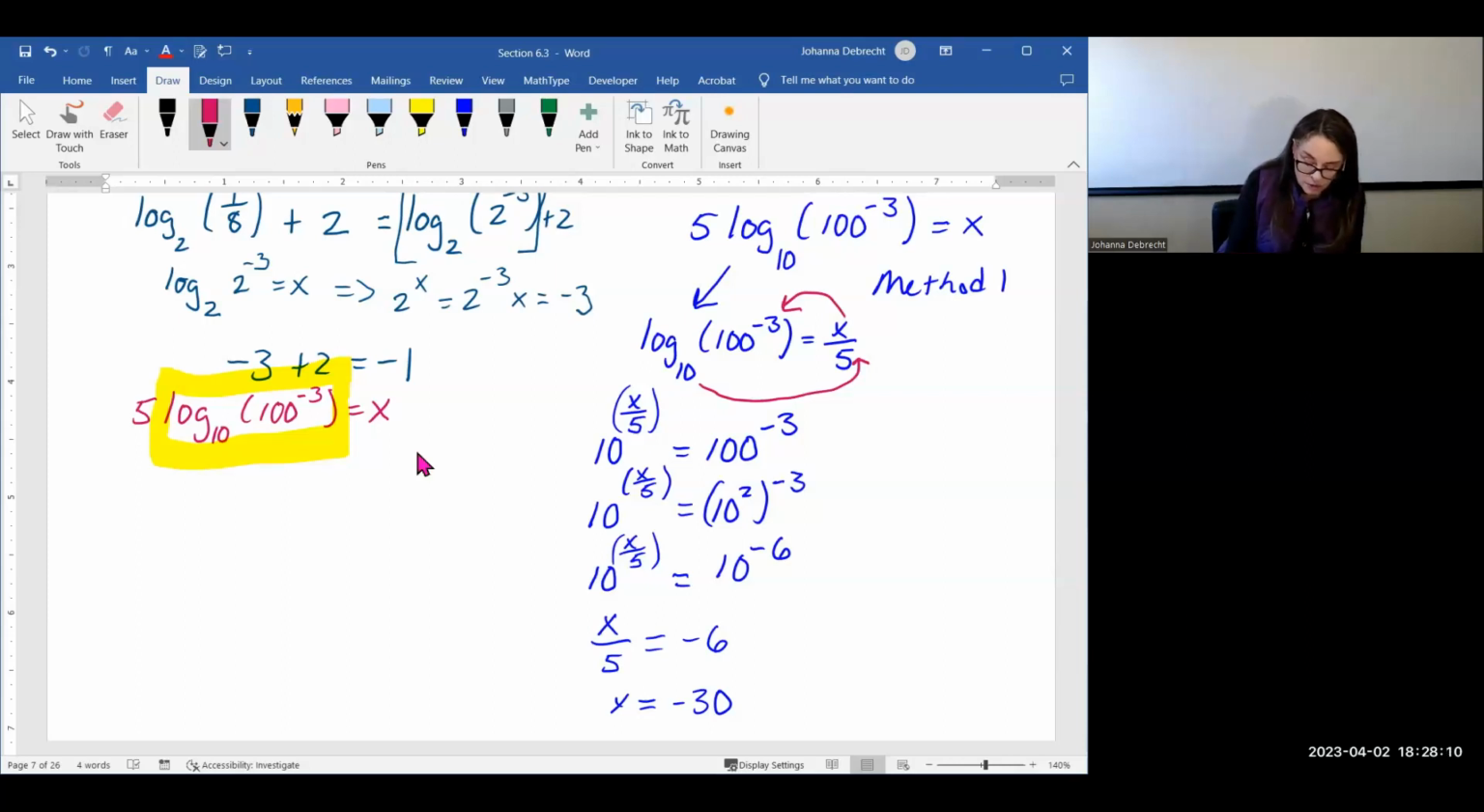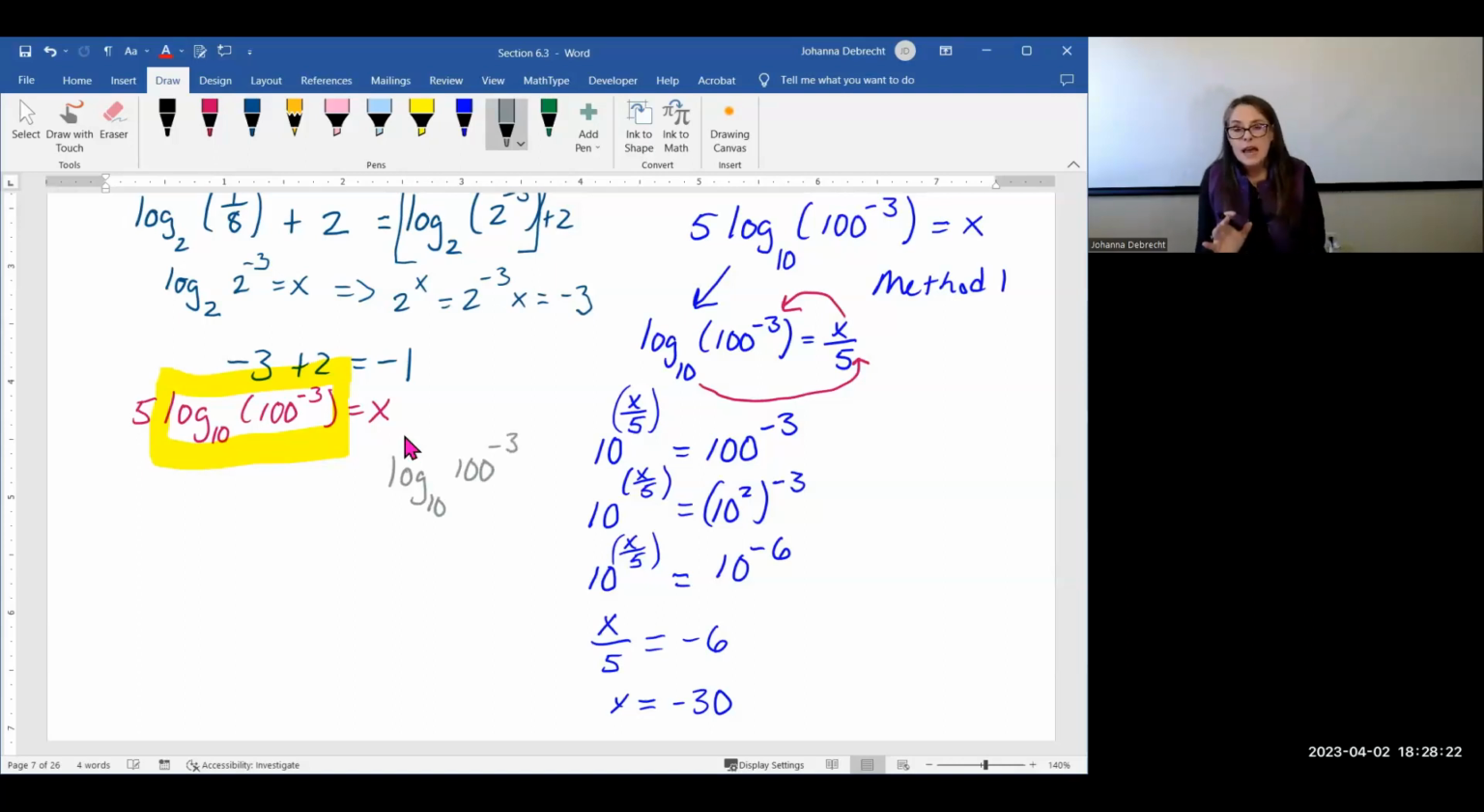So I'm going to come over here and I'll do it in gray. So I have log base 10 of 100 to the negative 3. Now, I don't want to use x because I've already used x for something else. So let's use p for power. That works. All right. So this equals p for power. And the p is on the line. It's not written in a power position because the log is the power. It brings the power down to the line.